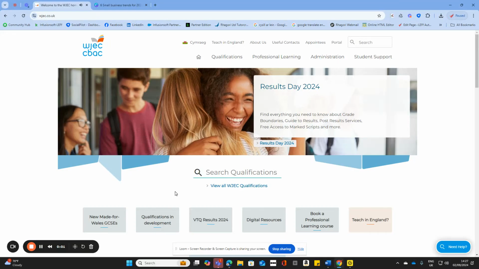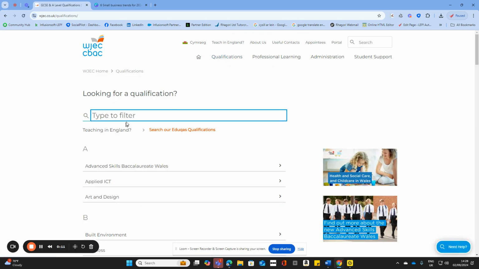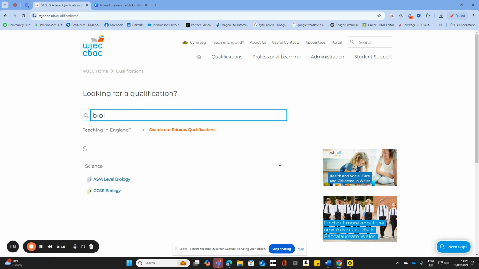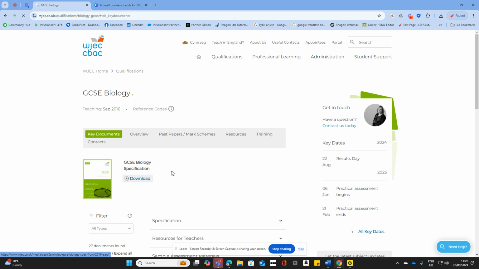So just to run through the way you can find out a little bit more about results. Number one is to choose and take a look at the specification for your particular subject. So let's look at biology, and we're just going to look at GCSE biology. Bear in mind, this doesn't include double award science. You'd put that in differently.